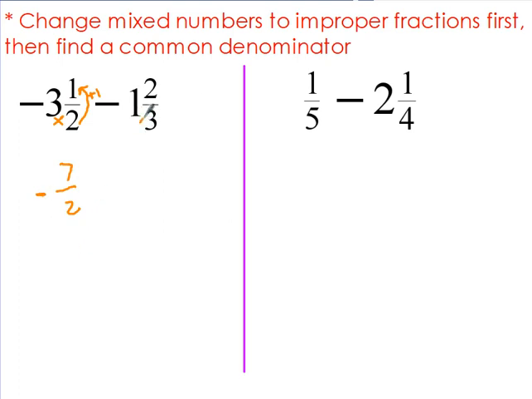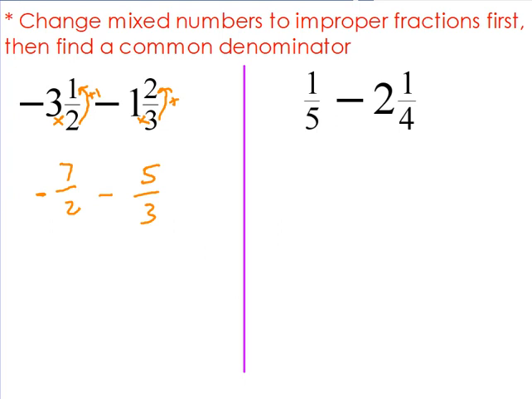1 times 3 is 3, plus 2, I'm going to add that second piece, plus 2 is 5. So this is going to become 5/3. And then we just bring down our subtraction symbol, bring down our negative symbol. So this is really -7 over 2 minus 5/3.